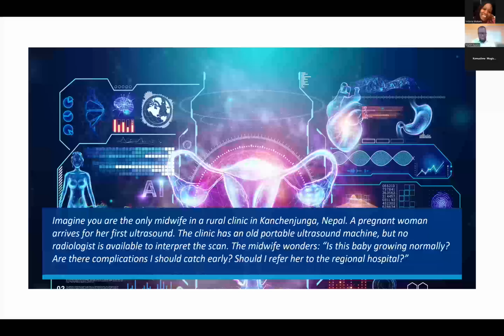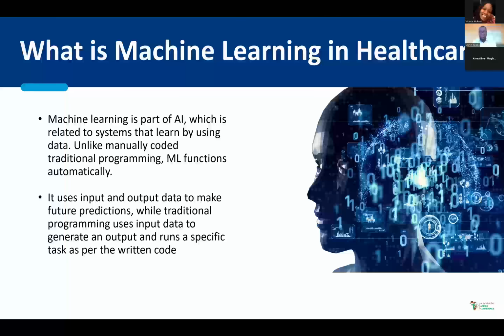And in the context of us addressing sexual and maternal reproductive health, we thought that the concept of machine learning can actually come in to address a bit of the gaps within our settings. So with Henry, you'll go into the depth of exactly what machine learning is, but just to say that it's a branch of AI which is related to systems that learn by using data, and it uses the input and output data to make predictions, unlike the traditional programming that uses input data to generate outputs and run specific tasks as per the written code.